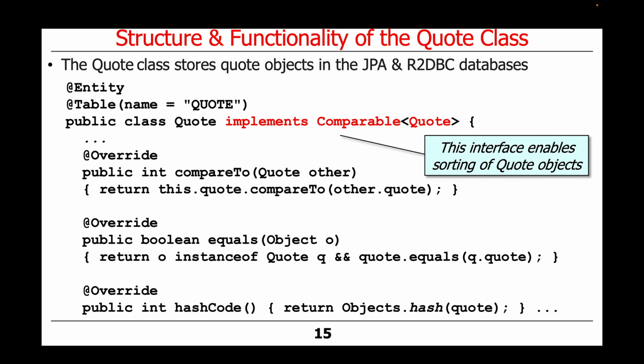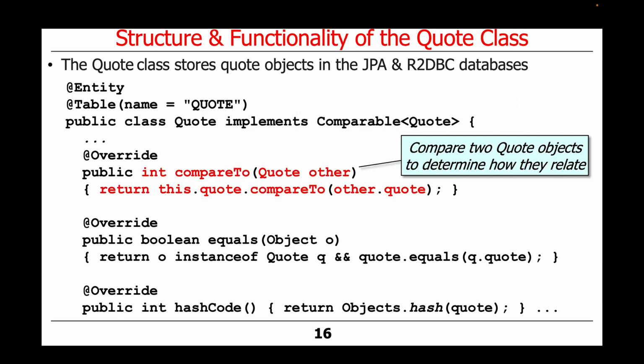The Quote class implements the Comparable interface, which enables the Quote to be used if you want to sort the Quote objects using sorting operations, sorting algorithms. And so we're going to have a compareTo method, which is what comes from Comparable. And we use that to compare two Quote objects to see how they relate to each other for the purposes of sorting. And as you can see, all that's doing is just doing compareTo on the quote string to see if they're going to be equal, or if the first one is greater than the second one, or the second one is greater than the first one.